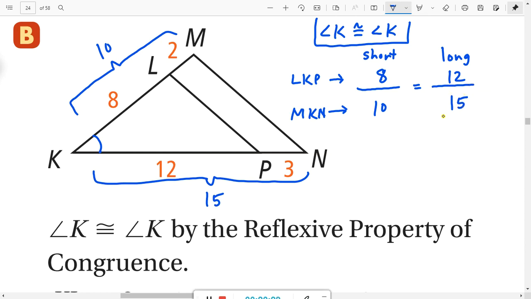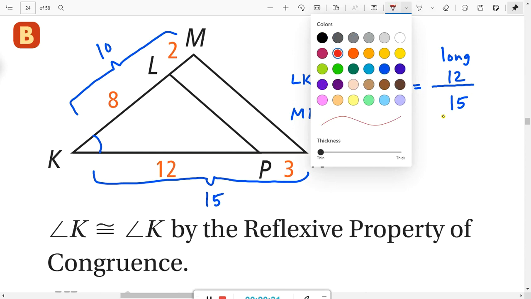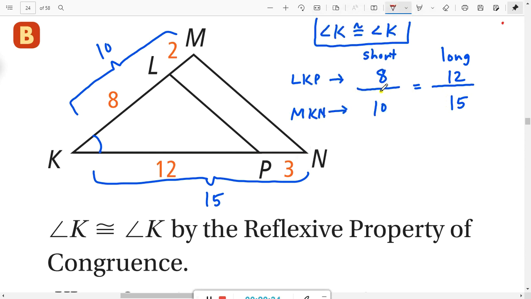Again, you can do decimals or just reduce the fractions. I'm thinking I'm going to reduce them. 8 and 10 are both even numbers. 8 divided by 2, that's a 4. 10 divided by 2, that's a 5. Both of these are divisible by 3. 12 divided by 3 is 4. 15 divided by 3 is 5. So 4/5 equals 4/5. It checks out. And of course the angle in between those two sides is congruent to itself. So these are definitely similar.